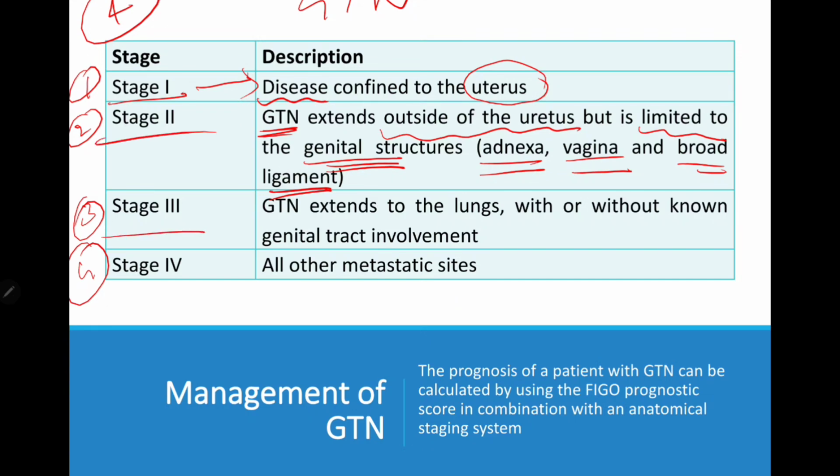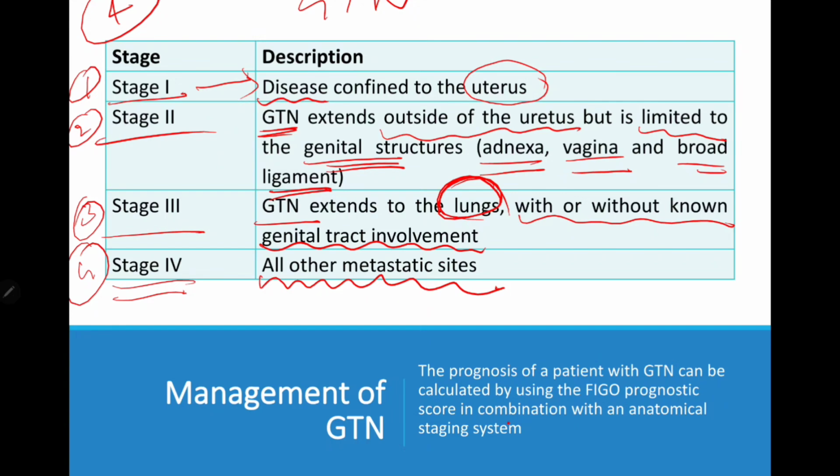What is stage 3 then? GTN extends to the lungs. If the GTN extends to the lungs with or without known genital tract involvement, it is stage 3. And when it reaches all the other metastatic sites, it is stage 4, like liver, renal, brain, spleen, all will be stage 4.